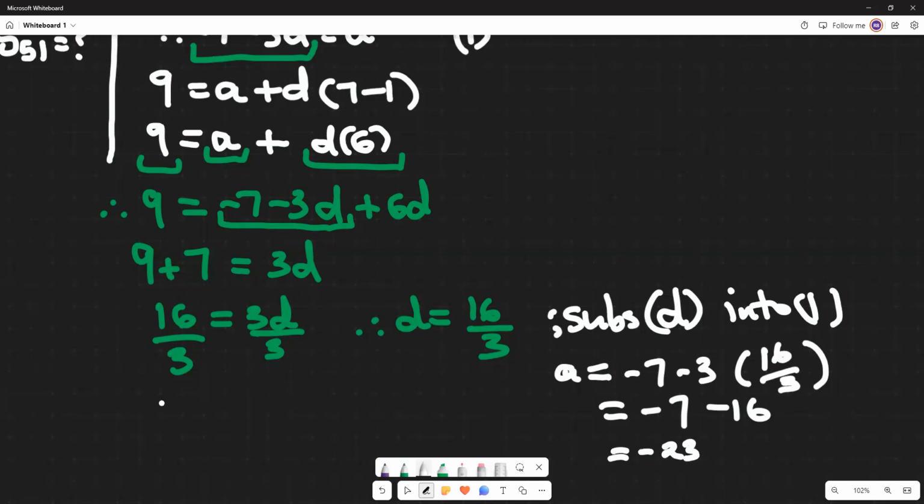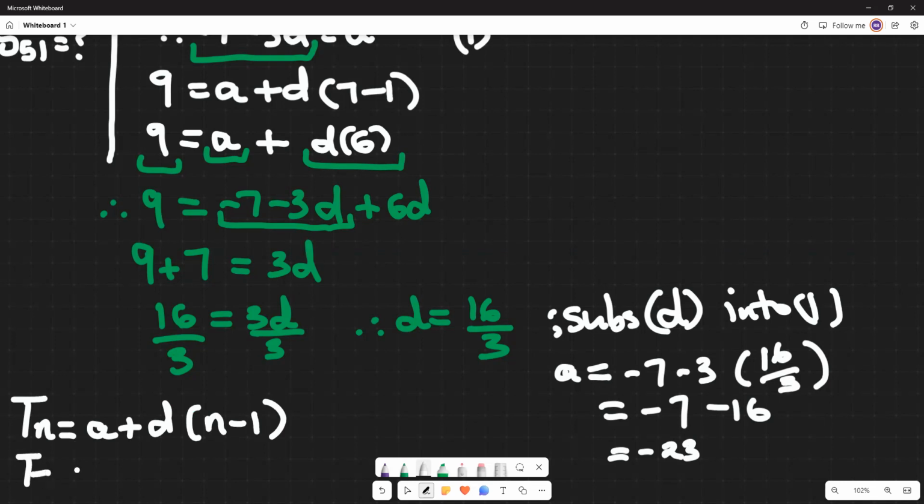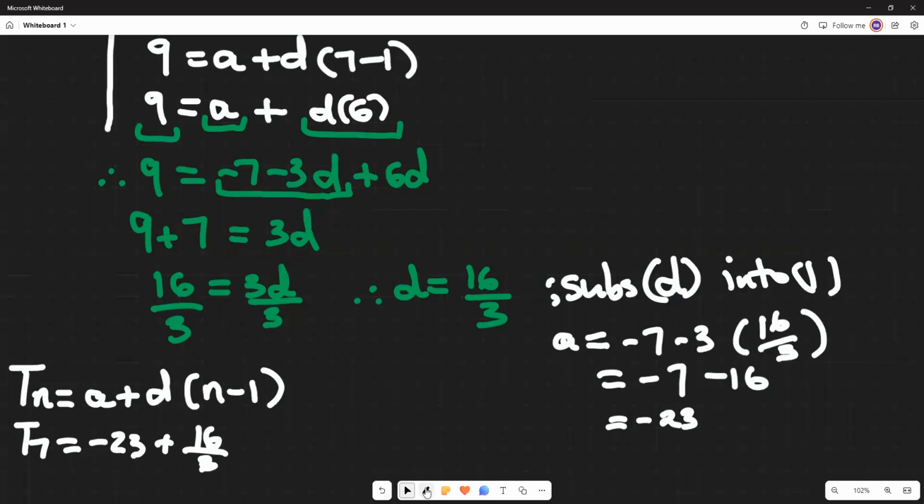Perfect. Now I can just verify quickly if this is correct. So I have Tn equals A plus D(n minus 1). Let's check what T7 will be. T7: my A is negative 23 plus my D, which we said is 16 over 3, times n, which is 7, minus 1. Remember, I'm just verifying my work. We're all human beings and we can make mistakes. It's always good to verify your work before you move on. Let's punch that on a calculator.